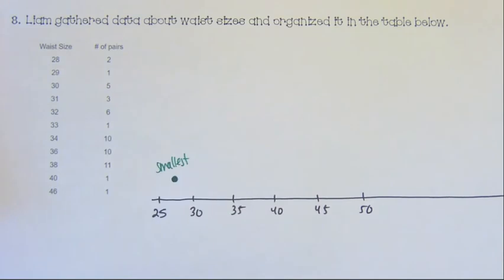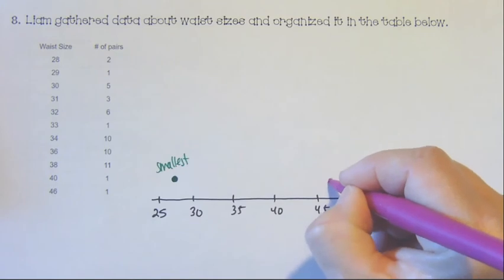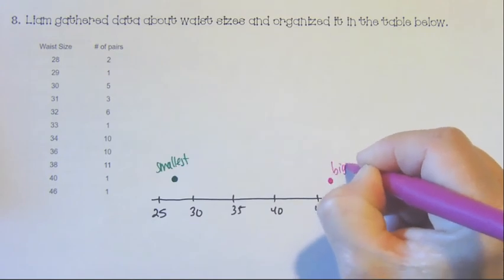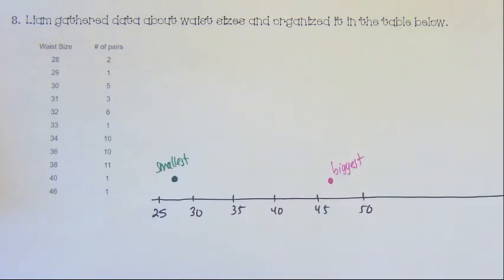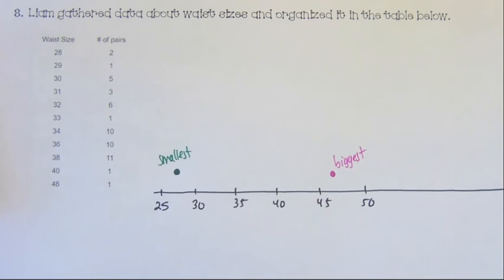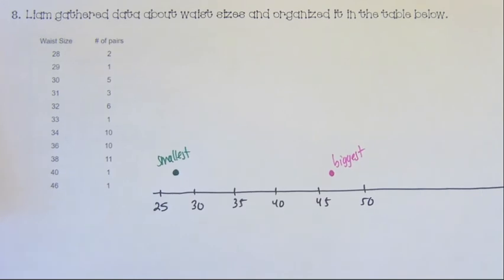So my biggest number is a 46, so about right there. So that's my biggest number. So that might be something to help you. Now to find the median, upper and lower quartile, you've got to do the work. So this is where it's kind of a pain in the patootie.